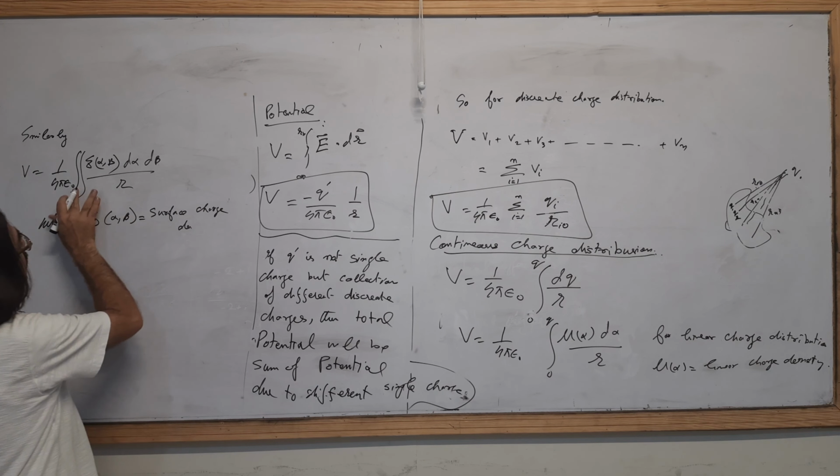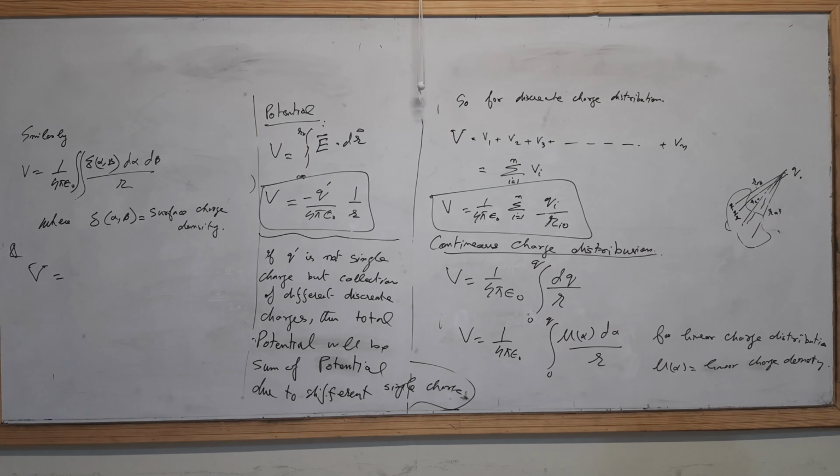And for volume charge distribution, if the charge distribution is volumetric, meaning it is enclosed in some box or a solid sphere or the like, then this will be replaced with the volume integral. The volume integration will use the volume charge density, represented by rho alpha beta gamma, and there will be a triple integration over r, where rho alpha beta gamma is the volume charge density.